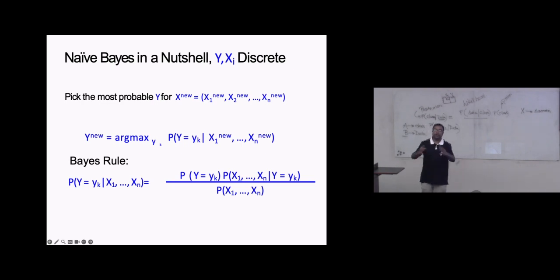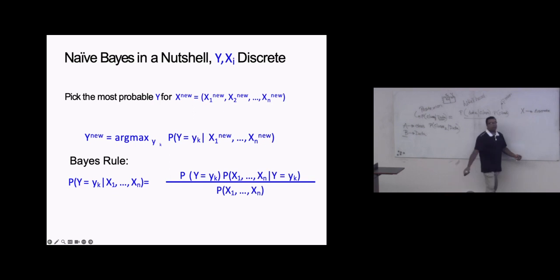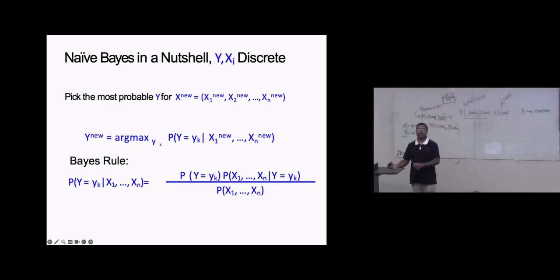We bin them into discrete labels, right? Okay, so again, the good thing about Naive Bayes is you don't have to bin. There are ways to deal with continuous data directly, but we will first see the discrete labels first, okay?